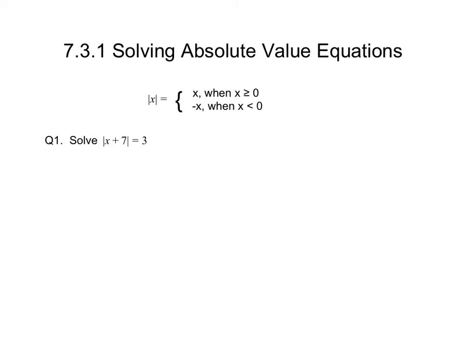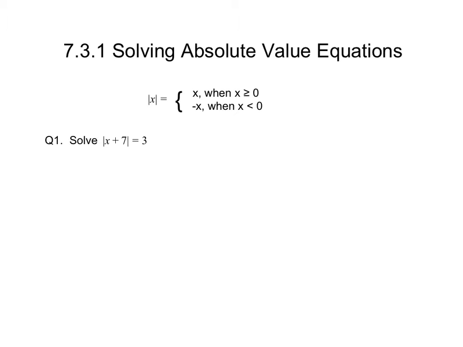Alright, so we've been graphing linear absolute value equations. Now let's start solving some linear absolute value equations. So if you recall back to the basic definition of an absolute value function, we looked at this piecewise definition that the absolute value of x is equal to x when x is greater than or equal to 0, or negative x when x is less than 0. So let's try and solve this linear absolute value equation.